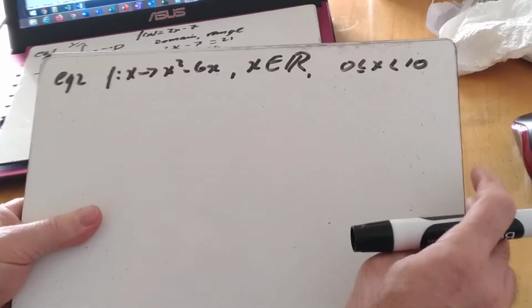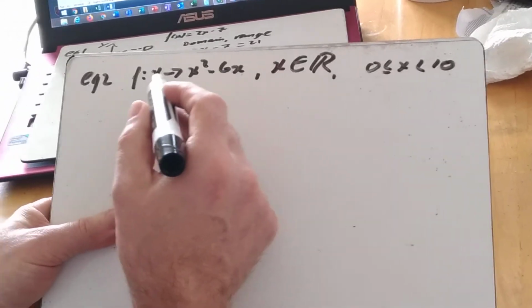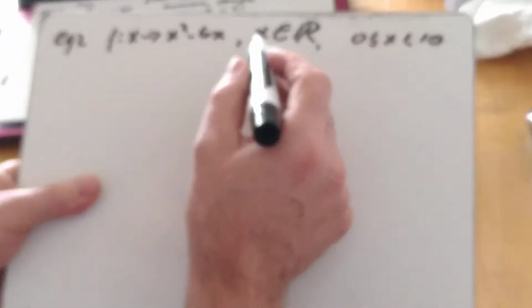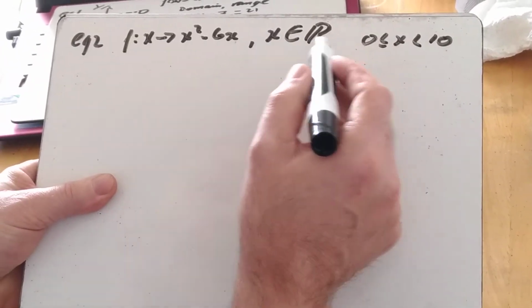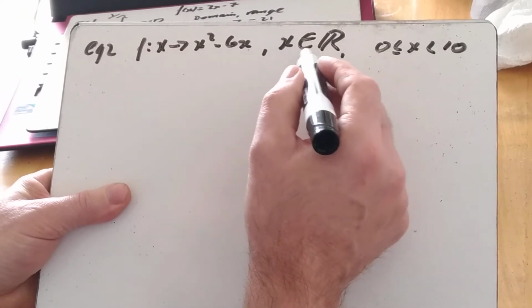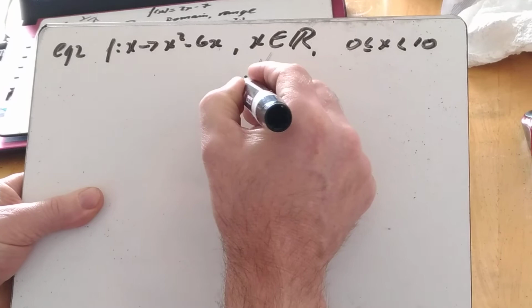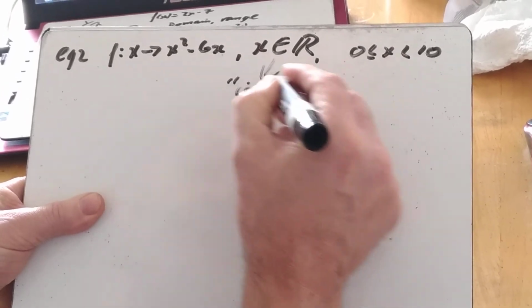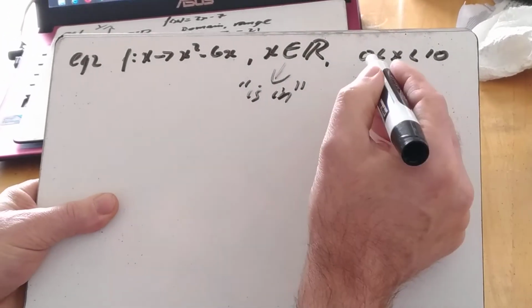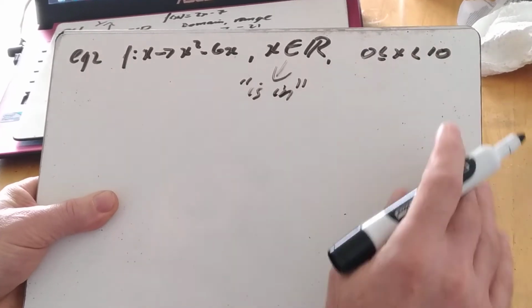And we've got a quadratic function, and it's written as f is such that x goes to x squared minus 6x. Notation. This is how we write our set notation. It reads as x is in the set of real numbers. This little funky symbol here is short for the little phrase is in. And x lies between 0 and 10. Includes 0 but doesn't include 10.